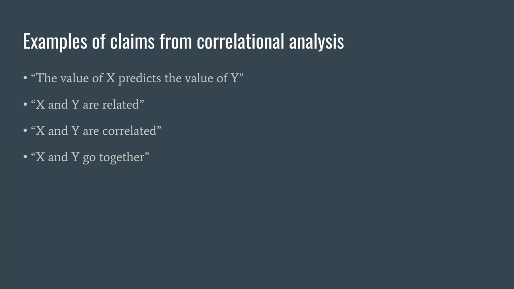Here are some examples of claims from correlational analysis. The value of X predicts the value of Y. X and Y are related. X and Y are correlated. X and Y go together. When you hear claims like this, you want to think about correlational analysis.